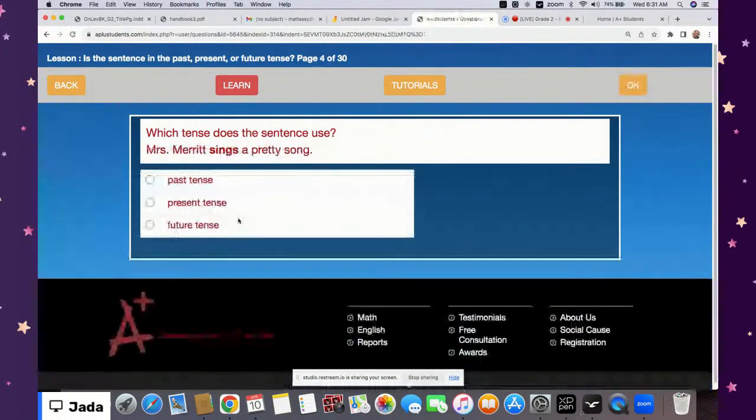Now, Mrs. Merritt sings a pretty song. Sings, present. So, present because it sings. Okay?